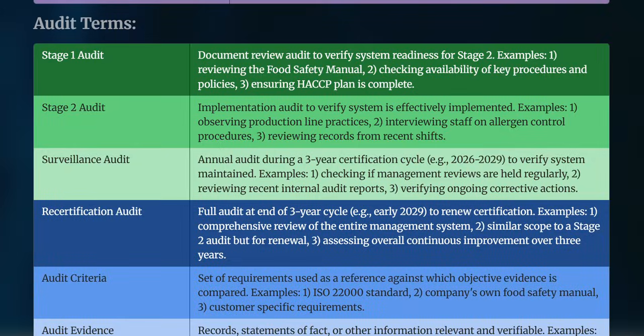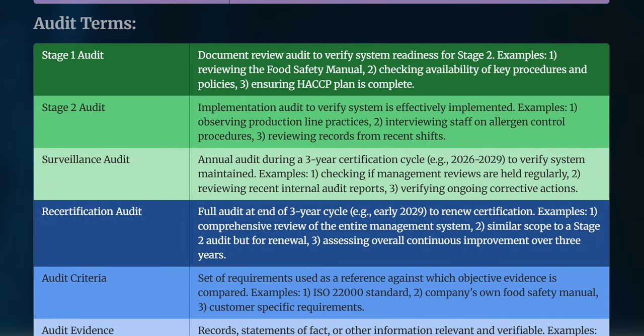Now let's move to audit terms. In audit terms, you have a stage one audit. A stage one audit is the stage where document review happens to verify system readiness for stage two. So in stage one, it's all about document review, although some auditors sometimes prefer to take a quick walk in the organization just to understand the context. Examples: reviewing the food safety manual, checking availability of key procedures and policies, or ensuring the HACCP plan is complete. All these examples are part of stage one audit.